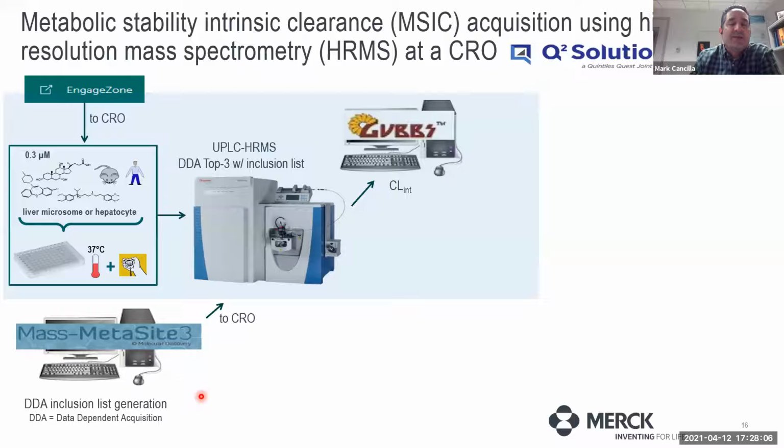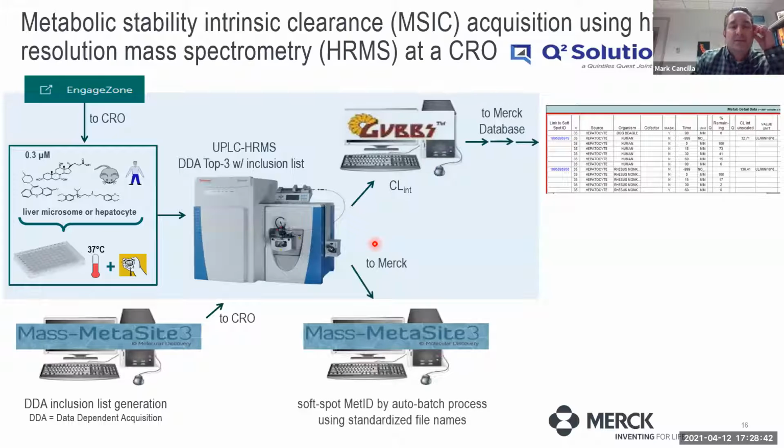But to do that, they don't have independent data acquisition, they only have data dependent. So they need an inclusion list. So in-house, we find out what the compounds are, and we build the inclusion list of theoretical metabolites, and then they build the sequences at Q2 Solutions, and then they run the assay. So they're doing both following the parent and loss of parent and identifying the potential metabolites. And then we've used GUBS software now to calculate the intrinsic clearance. So that's done at Q2 Solutions.